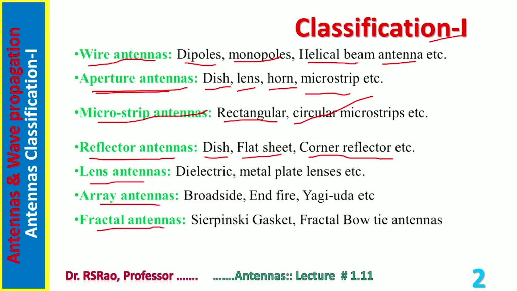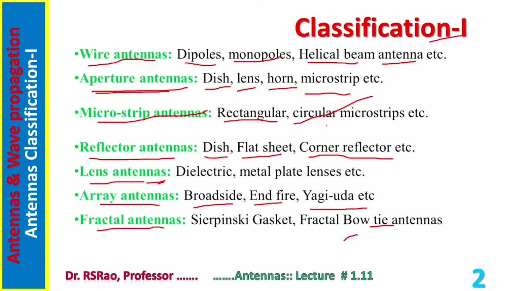Dielectric lenses, metal plate lenses, E-plane metal plate, H-plane metal plate. These are all examples of lens antennas. Broadside array, end fire array, Yagi-Uda. These are examples of array antennas. Sierpinski gasket and fractal bow tie antennas are popular examples of fractal antennas.